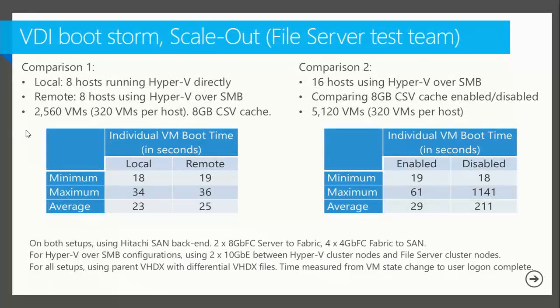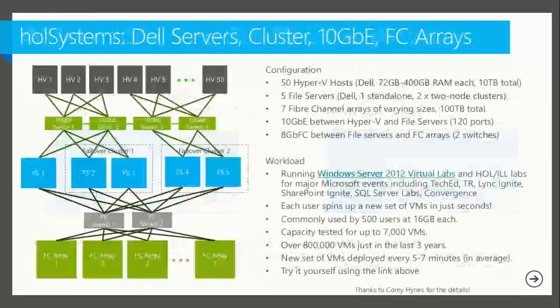So very interesting. We also have the 2,500 VM. This is also something we did internal testing. That's a Hitachi SAN backend. A few systems here that we have demonstrated. This one, if you ever use the virtual labs on the web, this is running on a Hyper-V over SMB configuration, 50 hosts, 5 file servers, 7 fiber channel arrays in the back.